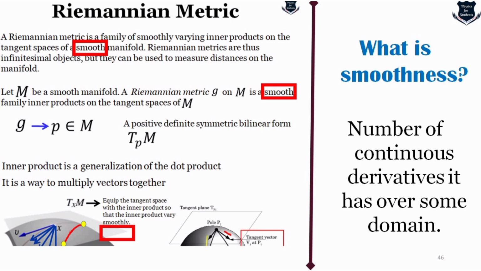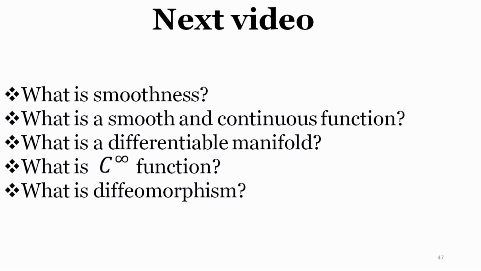explored much in the next video, which will continue with building up the concepts of differential geometry. So in the next video, we are going to talk about what is smoothness, what is a smooth and continuous function, what is a differentiable manifold, in much more detail, what is a C-infinity function, and what is diffeomorphism. Right? So I think that covers the basic starting point of basic concepts of manifold, types of manifold, Riemannian manifold, and what is a Riemannian metric. The Riemannian metric actually gives rise to the manifold through which we can measure things.